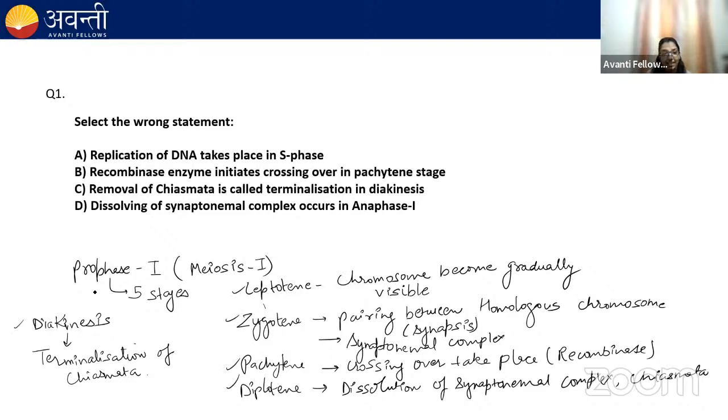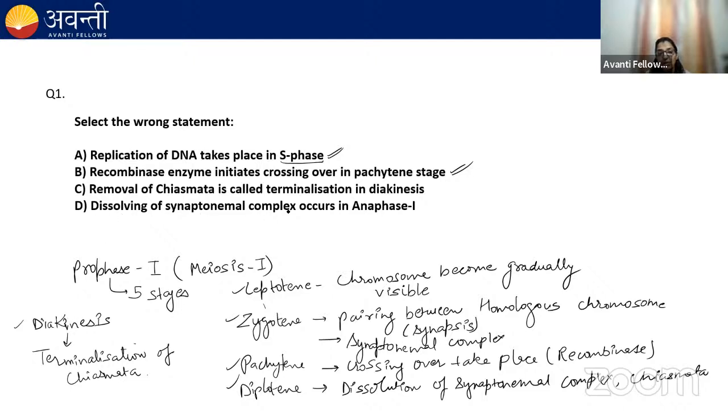Now, look at the options. One says the replication of DNA takes place in S phase. Yes. Second is the recombinase enzyme initiates the crossing over in pachytene stage. Yes, because the pachytene stage is known for recombination or the crossing over between the non-sister chromatids of the homologous chromosomes. C is removal of chiasmata is called terminalization in diakinesis. Yes. Dissolution of chiasmata, or the terminalization of chiasmata, occurs in diakinesis.